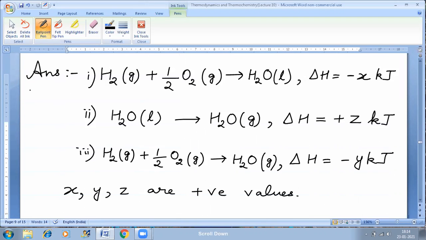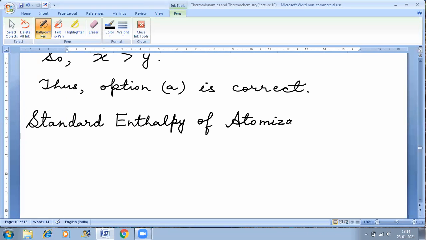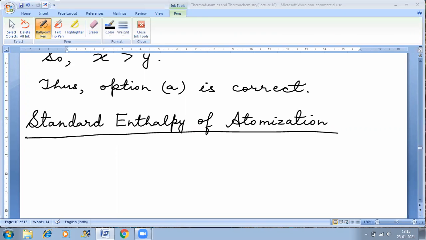Okay, let's go to the next part. Standard enthalpy of atomization. All right.